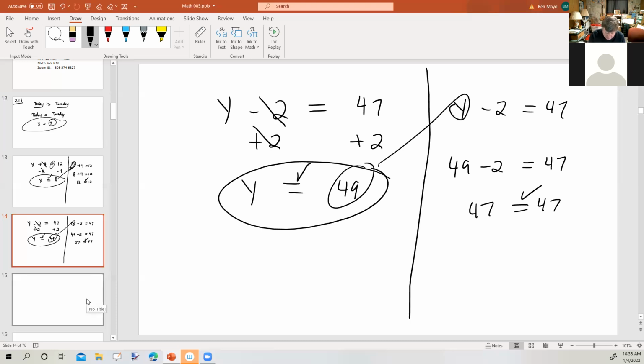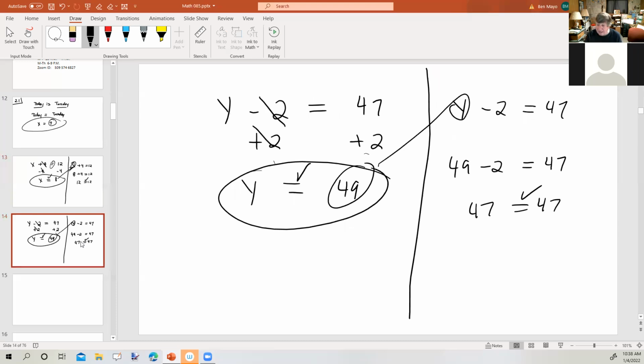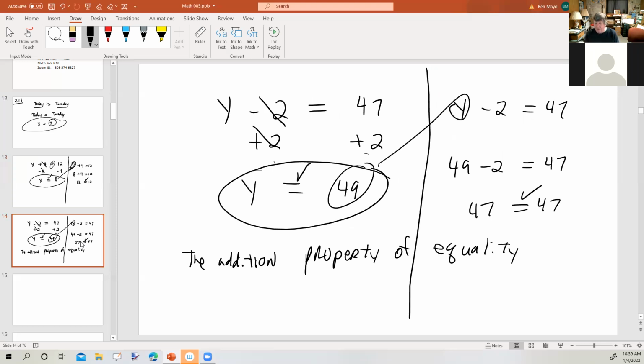So what we see here is that in this case, we added the same quantity to both sides of the equation. In this case, we subtracted the same quantity from both sides of the equation. Here, adding the same quantity to both sides of the equation is called the addition property of equality. It basically says you can add the same quantity to both sides of the equation, and the new equation is equivalent to the original equation.